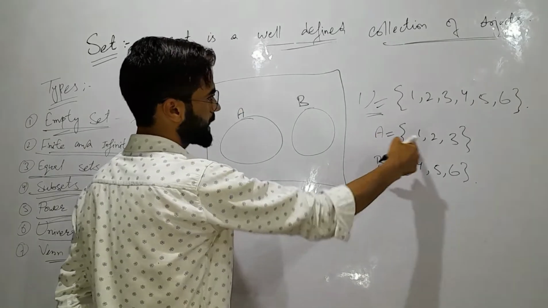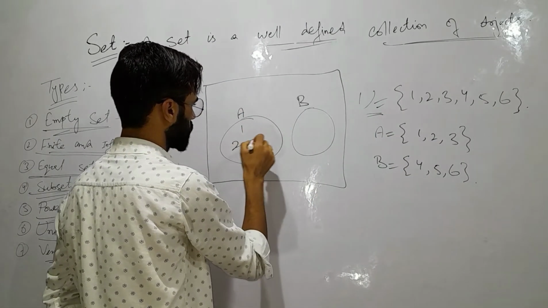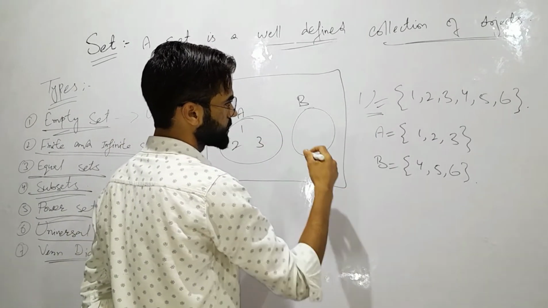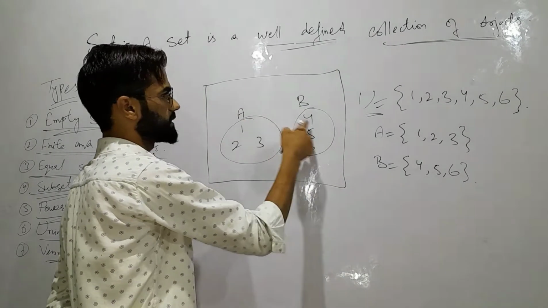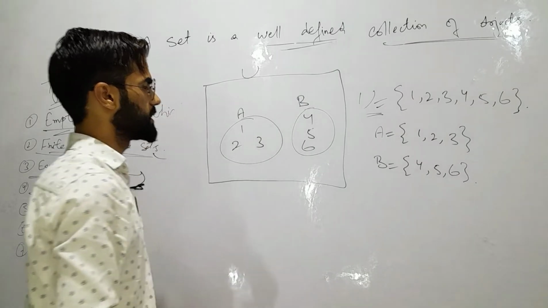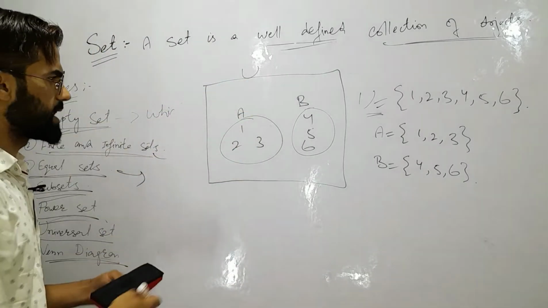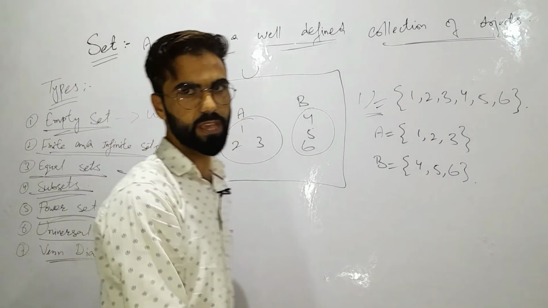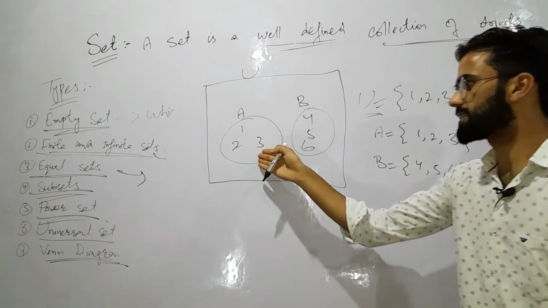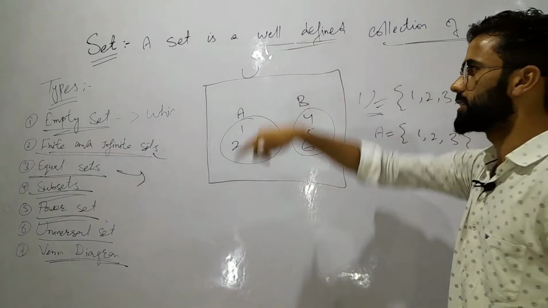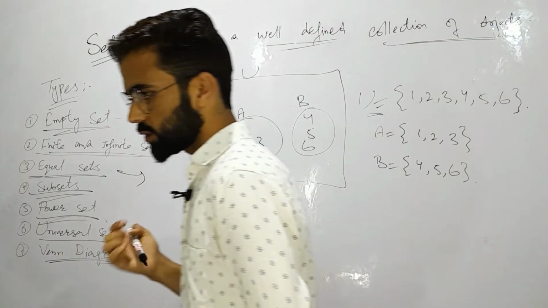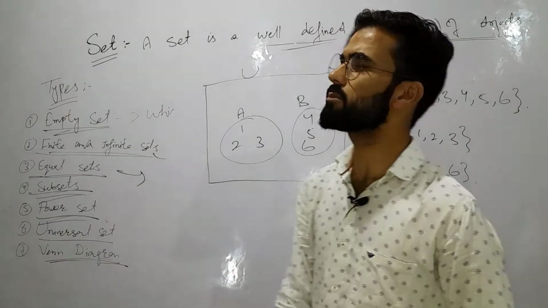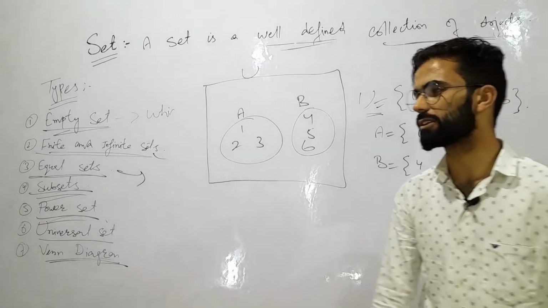Set A has the elements 1, 2, and 3. Set B has the elements 4, 5, and 6. So this is set A, this is set B, and this is your universal set. So this is a Venn diagram. In a Venn diagram, we represent the sets by circles, and we represent the whole universal set by a rectangular box. So this was a little concept about sets, and then some types of sets.